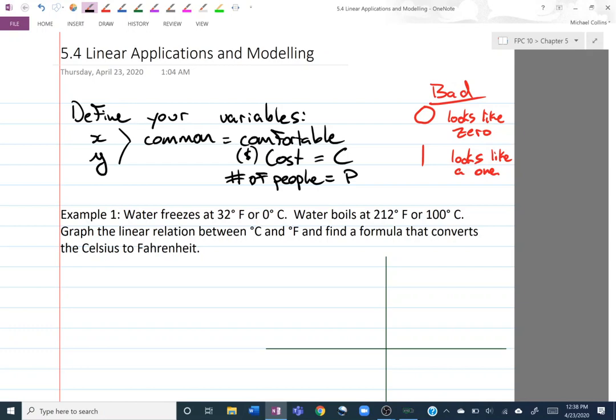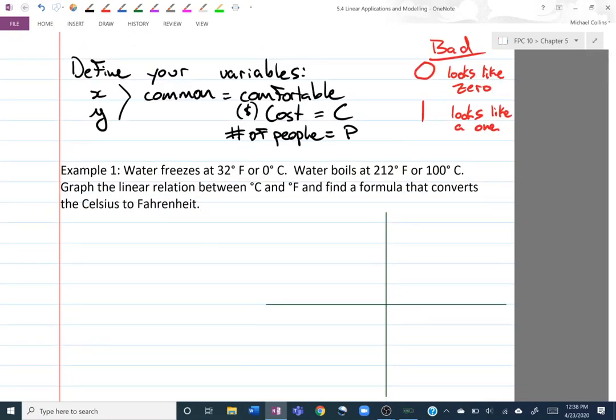So, example 1. Water freezes at 32 degrees Fahrenheit or 0 degrees Celsius. Water boils at 212 degrees Fahrenheit or 100 degrees Celsius. Graph the linear relationship between degrees Celsius and degrees Fahrenheit and find the formula that converts between Celsius and Fahrenheit. This one's pretty good because the variables almost come up themselves, but we should still define them anyway.